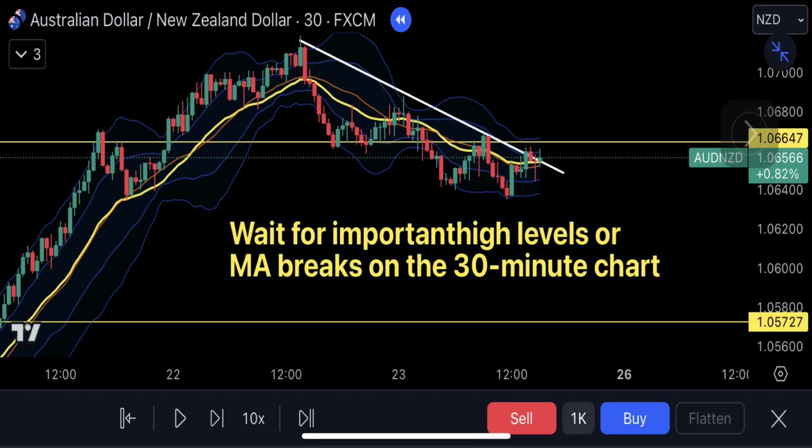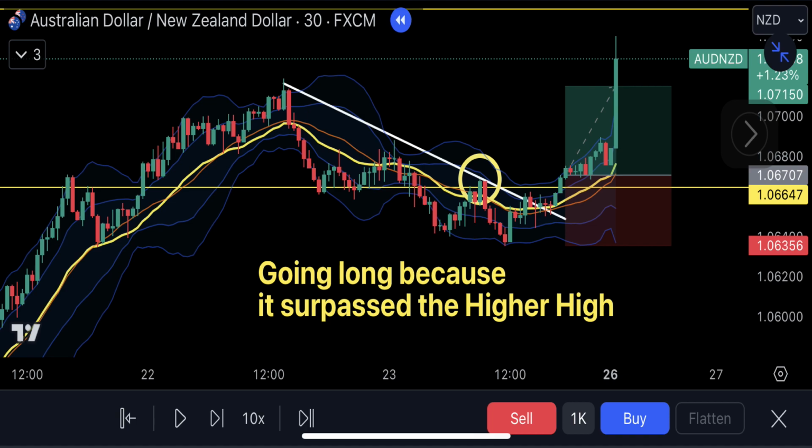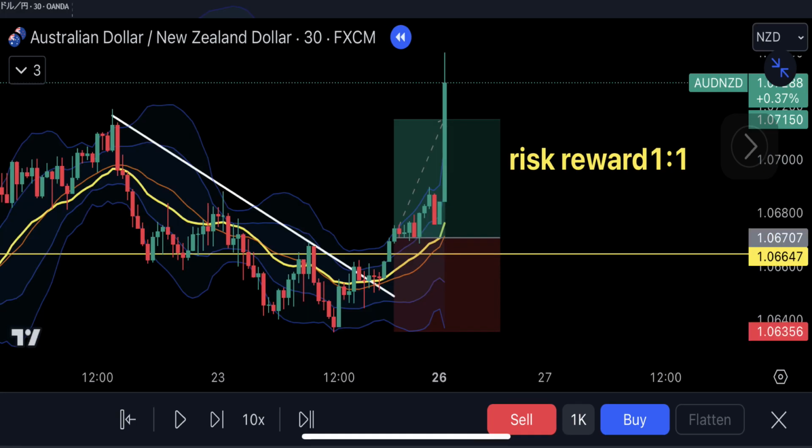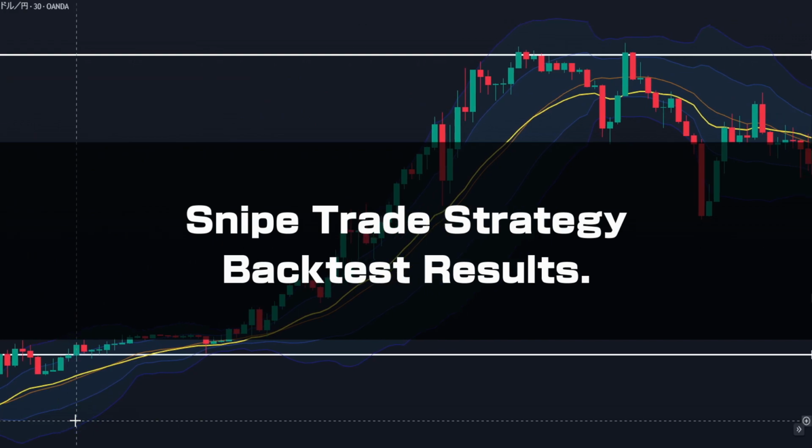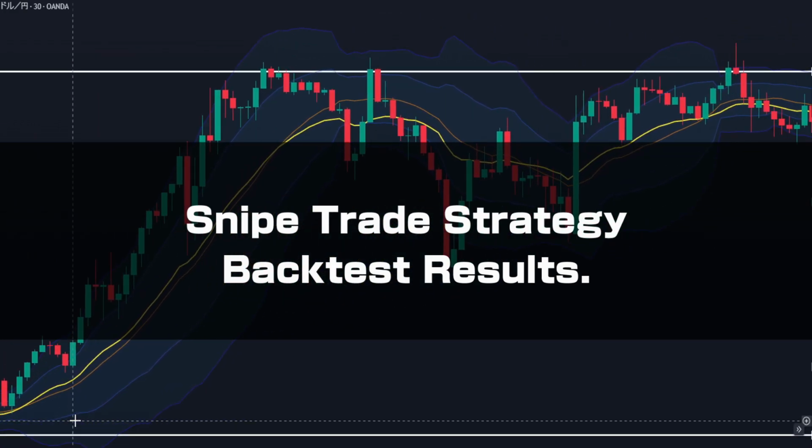If the environment is recognized on the 4-hour chart, gauge the entry timing on the 30-minute chart to levels below. Enter when breaking significant highs or moving averages. Take profit. Generally, risk-reward is 1-to-1. Extend if it seems feasible based on environmental assessment. Stop loss and cut loss. Recent low.